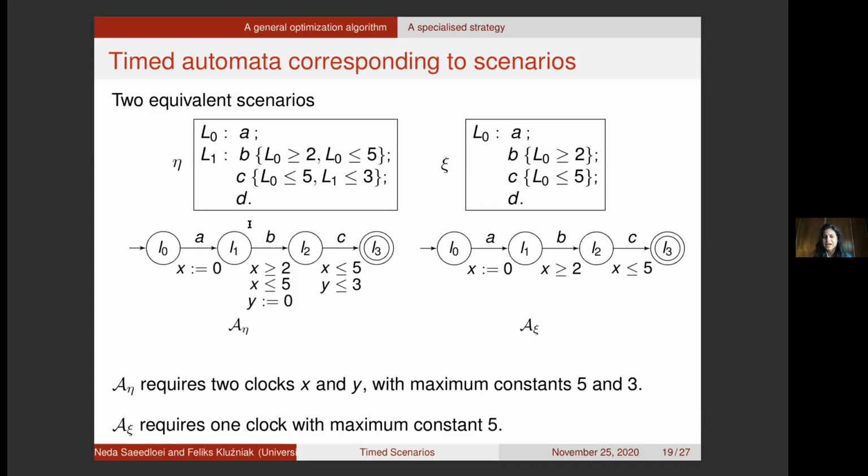The original one had 2 clocks because we had 2 labels, L0 and L1. Each of them corresponds to a clock. So clock X is reset along with event A, and clock Y is reset along with event B. Moreover, the maximum constant with which clock X is compared is 5, and the maximum constant with which clock Y is compared is 3. However, in the scenario on the right-hand side, there is only one clock, and the maximum constant of that clock is at most 5. So in the context of verification, the right-hand side automaton is better than the left-hand side.